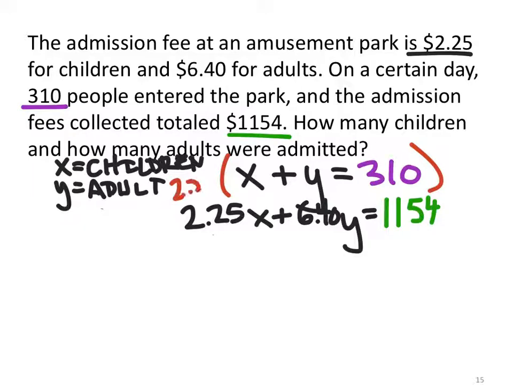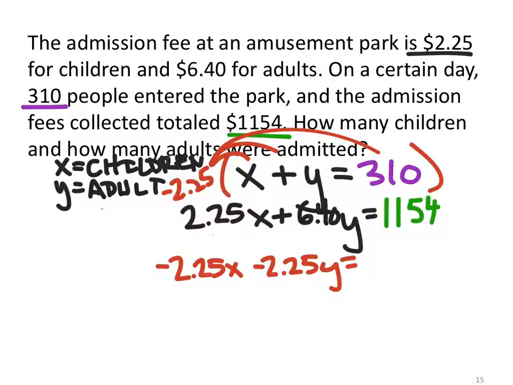Now, not just 225 even, right? Because that just makes the coefficients the same. I need them to be opposites. So I'm going to multiply it by negative 225 and then distribute it into this equation. So that'd be negative 225x, also a negative 225y.